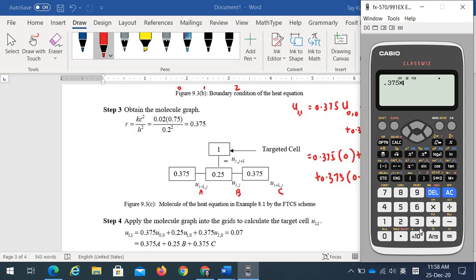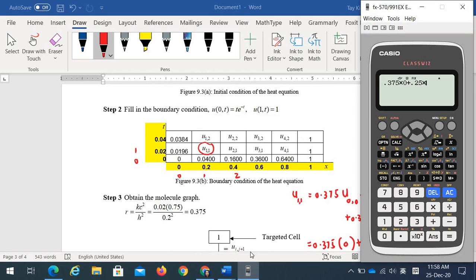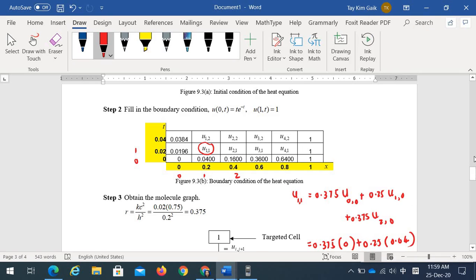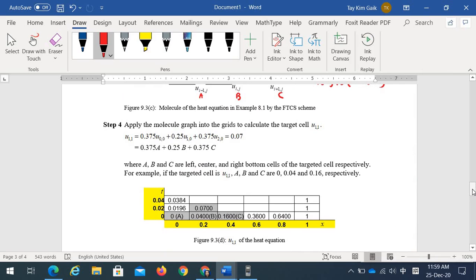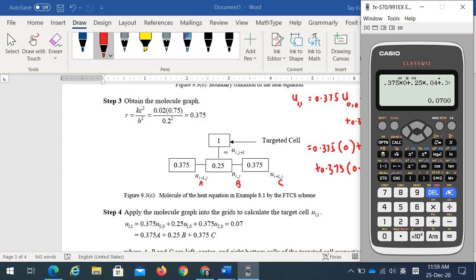0.375 times 0 plus 0.25 times this value 0.04 plus 0.375 times this value 0.16. You get 0.07 and fill in here. And then for this cell, we are going to repeat, write this one, press calculator. So what I'm going to do is key in according to the molecule.